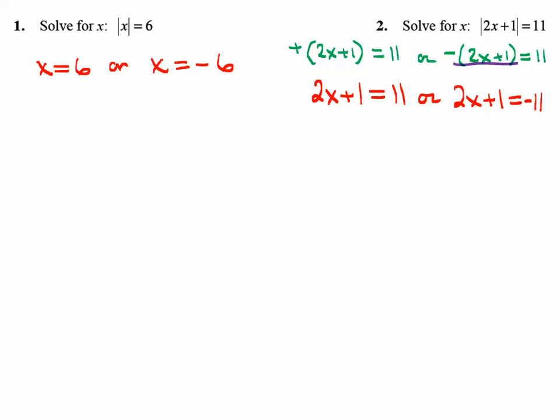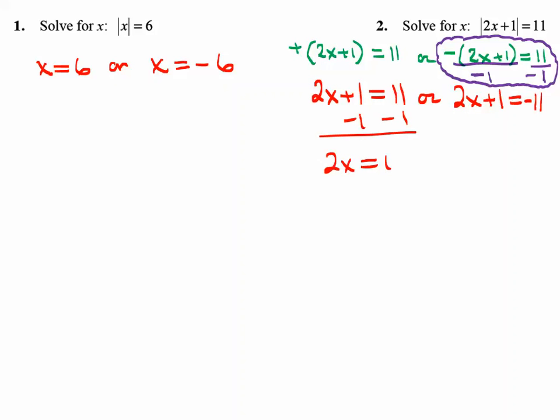So let's see. Subtract 1 from both sides. How about 2x is equal to 10, divided by 2? And I got x equals 5. Good there. On the other side, if you subtract 1 from a negative 11, you get a negative 12. So ooh, a little different there. And a negative 6 for your answer.